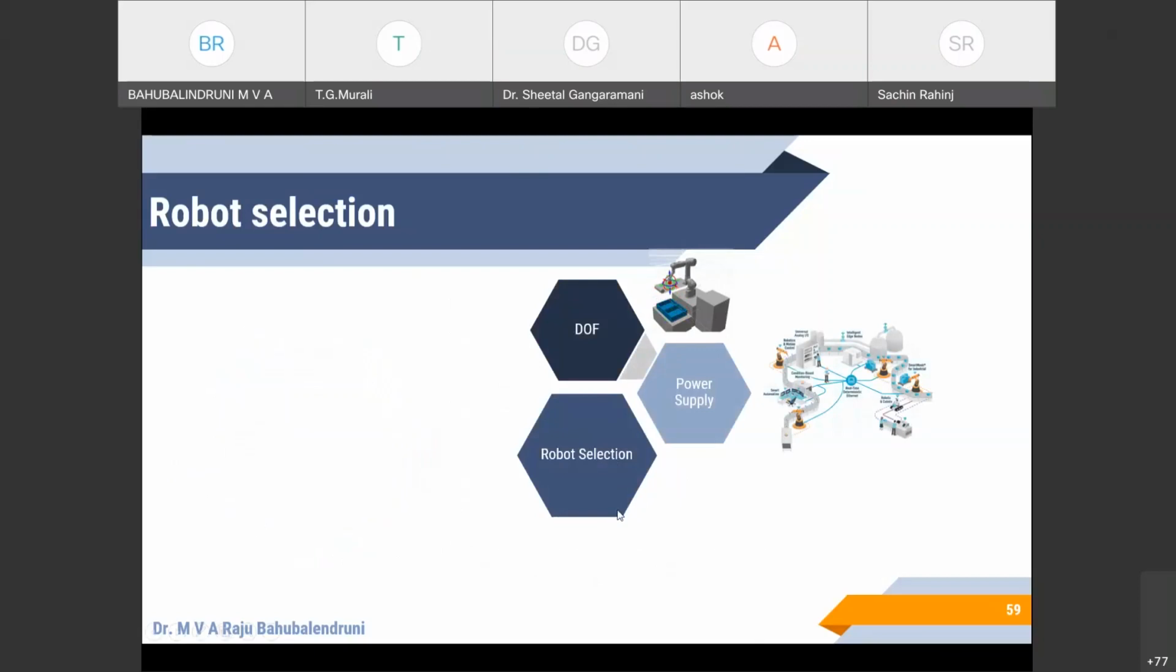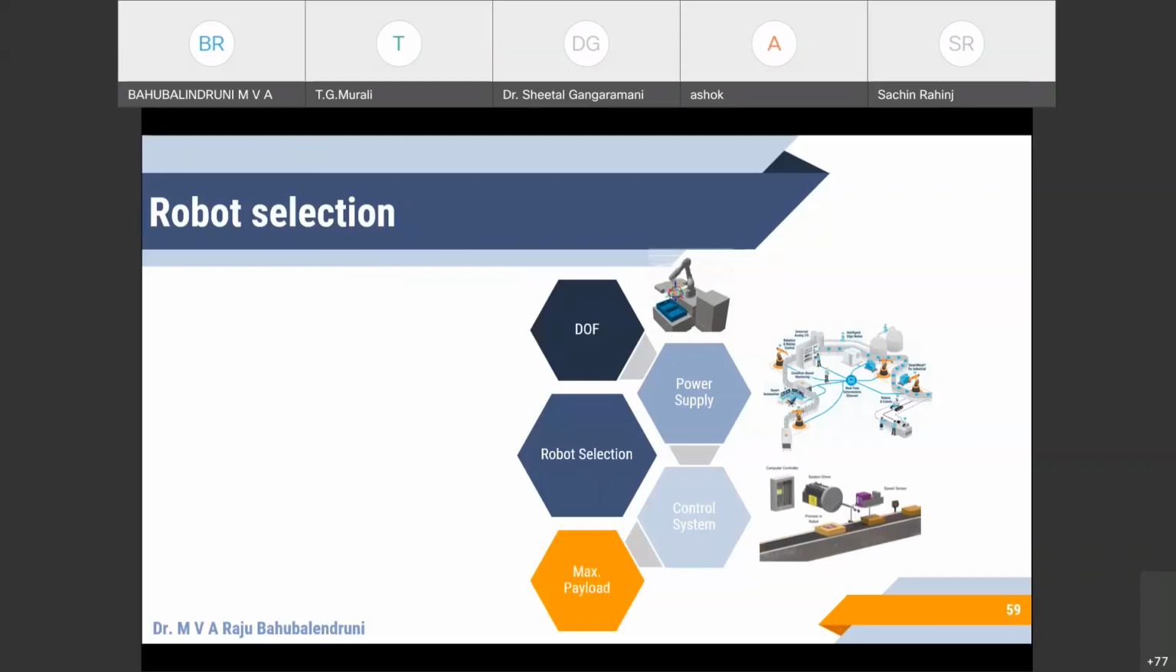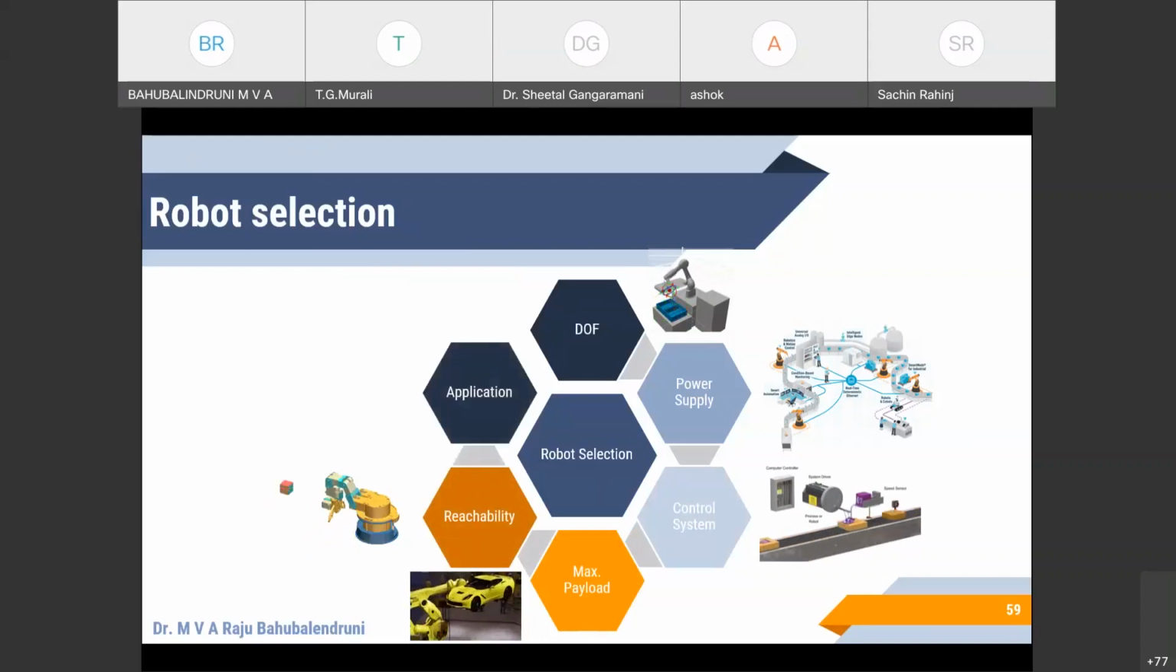If we are going to take the robot for material handling, for welding or for spray painting, whatever end effector we are going to assemble to the robot, for that also we have to check the power sources. Then the control system, maybe continuous path control or any other intelligent controllers in which you can write your own program. And then the maximum payload of the robot and the reachability of the robot within the working environment and the application where we are going to use the robot.